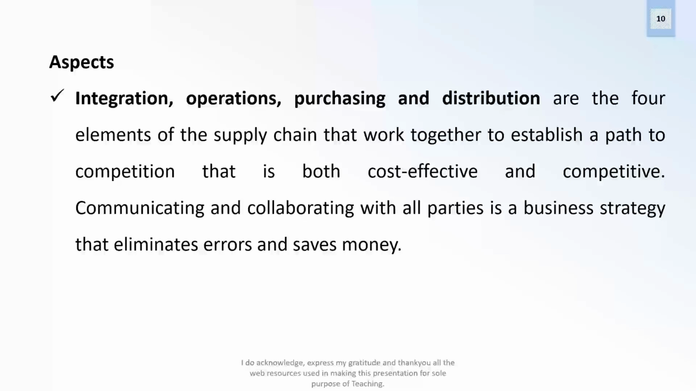Integration, operations, purchasing, and distribution. If I say integration, purchasing, operations, and distribution, that is also correct sequentially. These are the key elements of the supply chain that work together to establish a path to competition that is both cost effective and competitive.